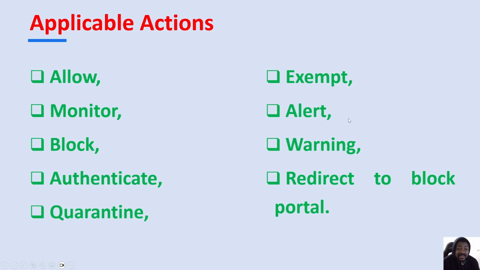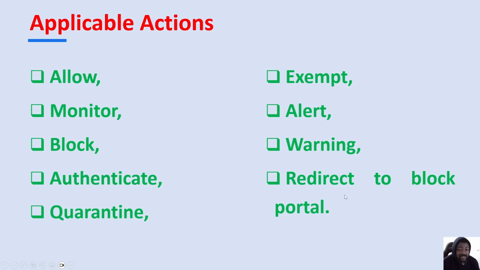We also have alerts. Alert means you are sending just an alert to the administrator to notify them that this website was accessed by your users. Warning is when you want to provide a warning message to your users when they're accessing some specific websites. You just provide them a warning message explaining why you don't want them to access the website, but you can still let them access it even though you are providing them a warning.